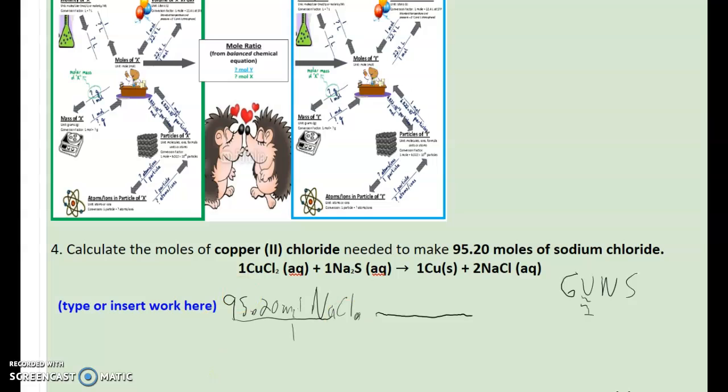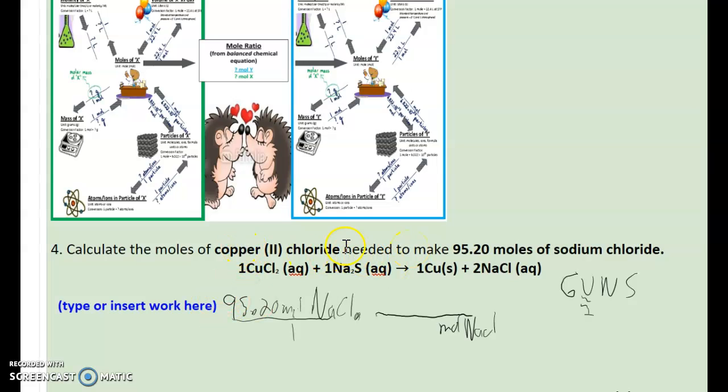I'm going from, what am I looking for? Moles. So I'm doing a mole to mole ratio. Remember, all these start here, go across to our balanced equation, and then we end with what we're looking for. So very first thing, I am going to fill in what I have. So moles of what I started with, NaCl.